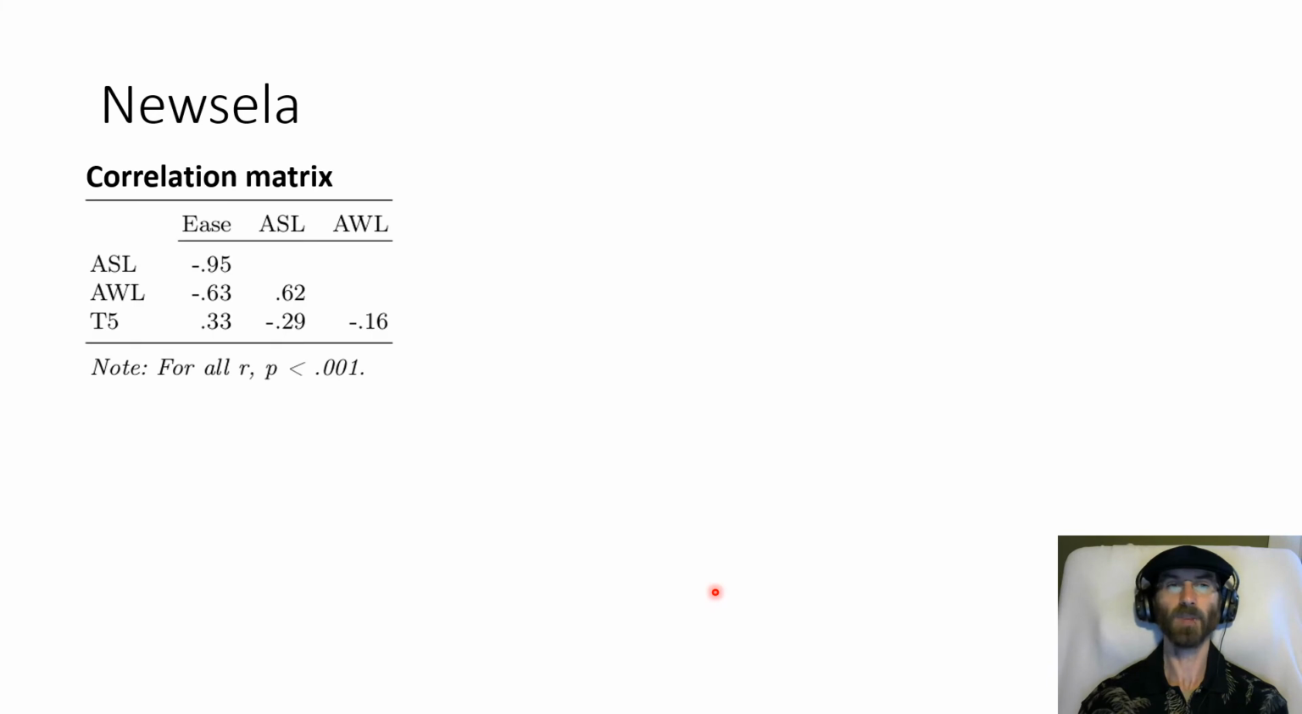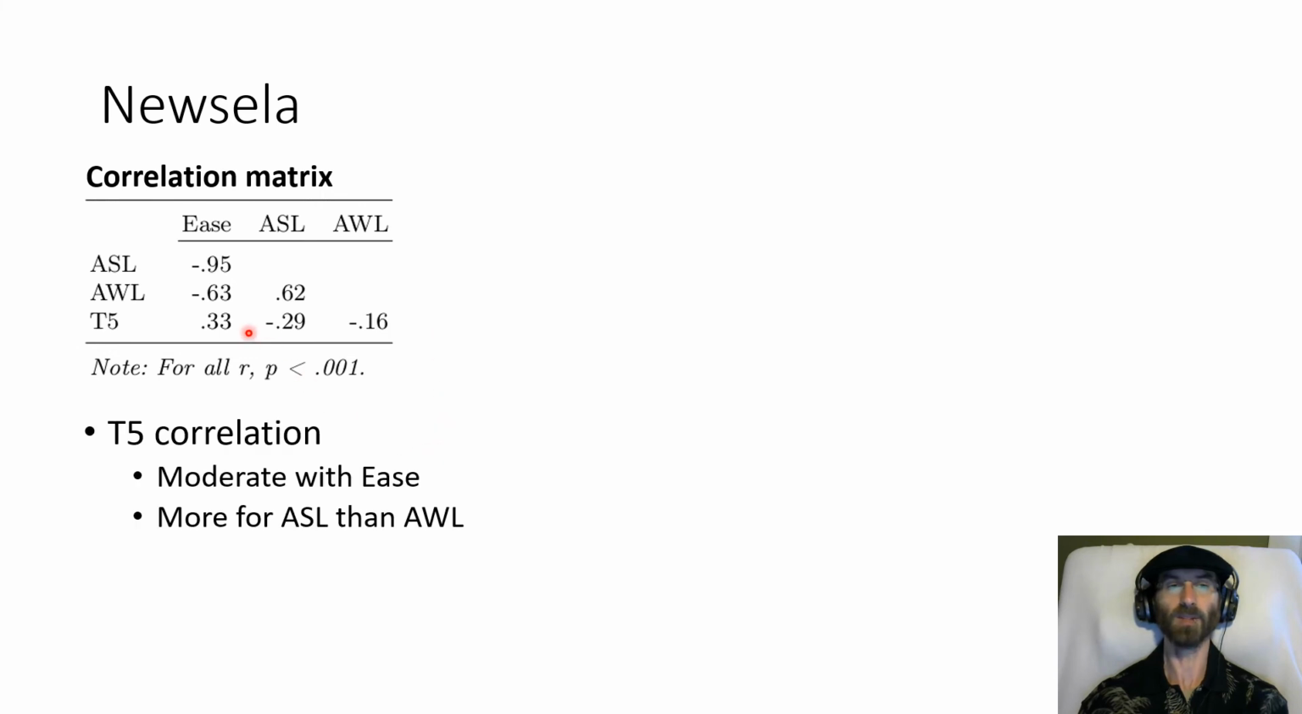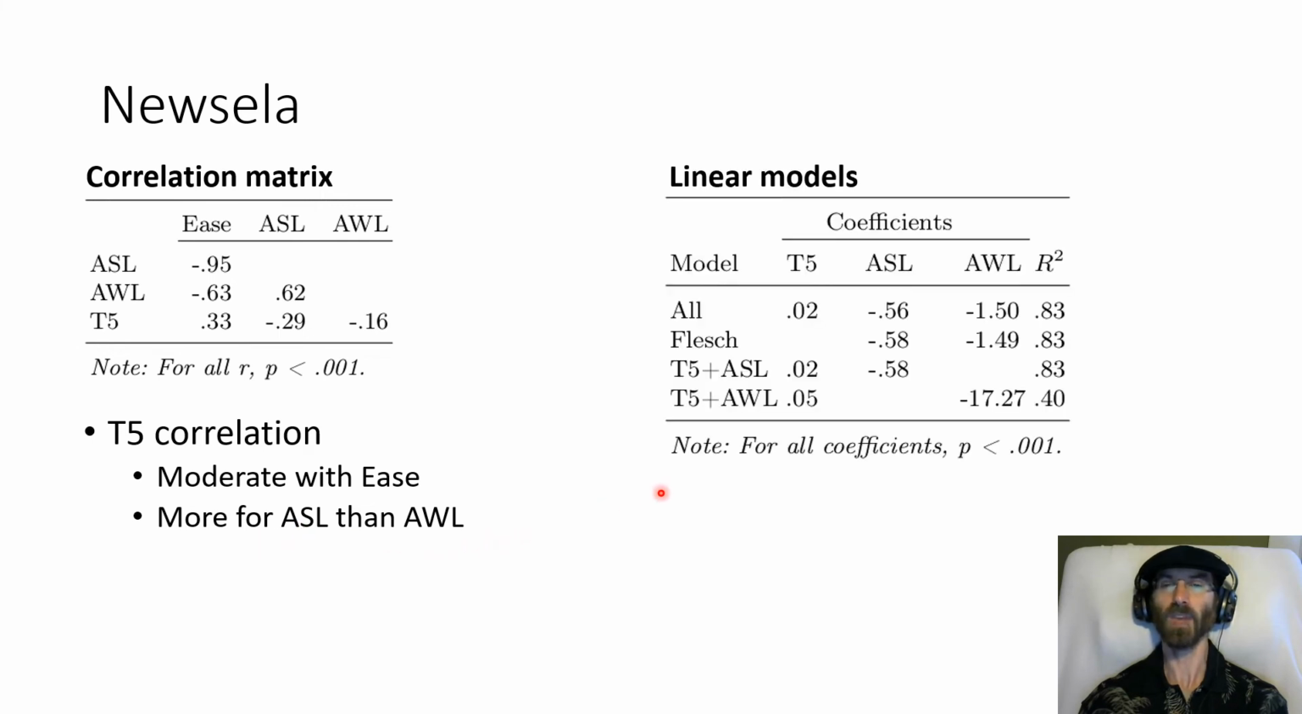The final corpus that we'll look at is Newsela. Again, here's the correlation matrix. This time, everything is significantly correlated. It's now moderately correlated with ease instead of modestly correlated. And again, it's more correlated than ASL and AWL. And if we go to the linear models, we can see that now adding T5 does not improve R squared.